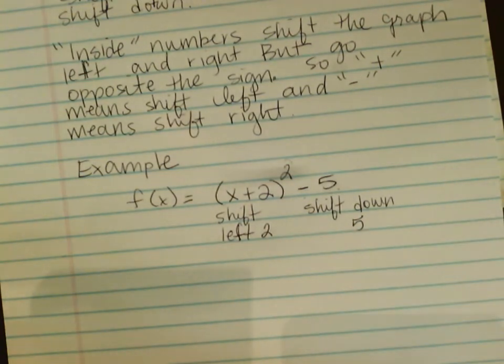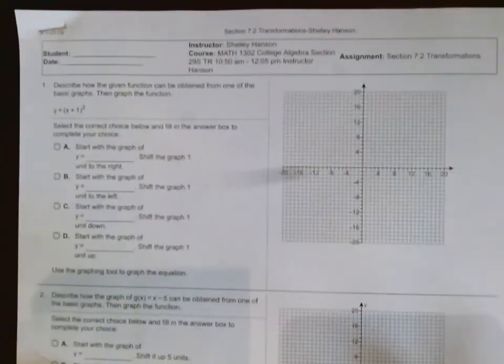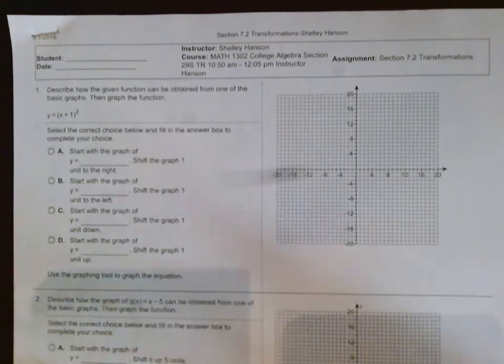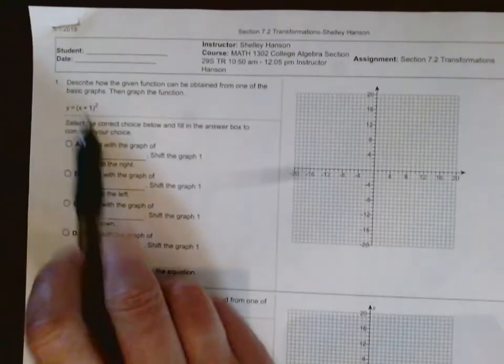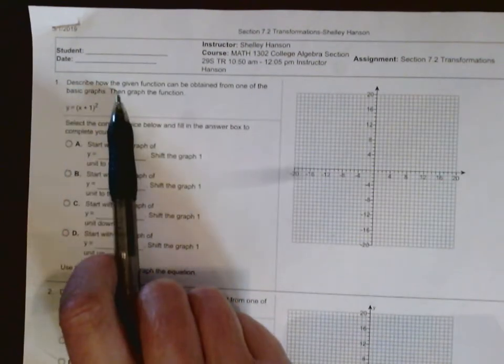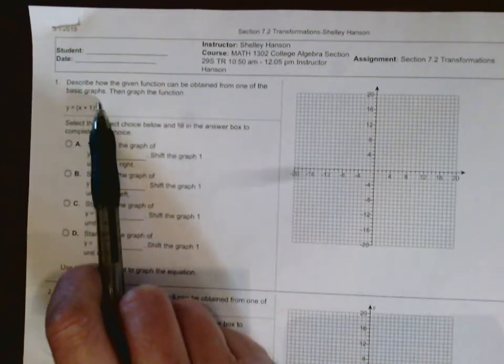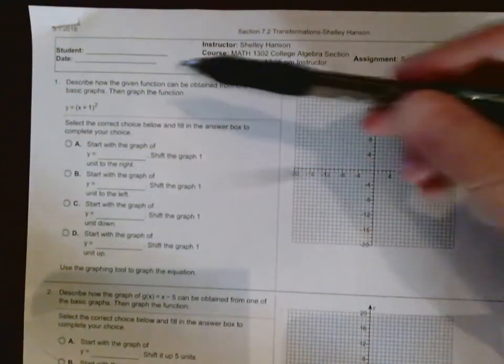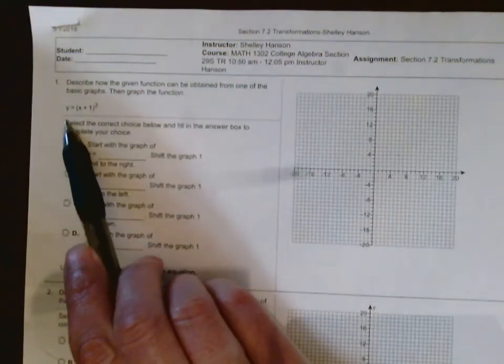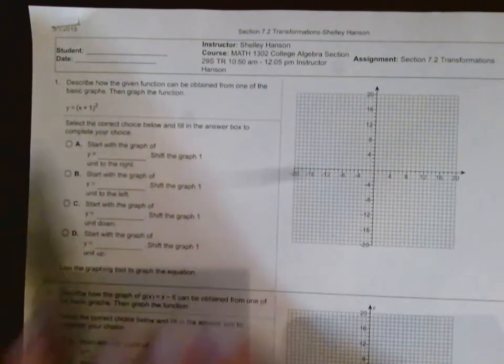Now, let's look at a couple of these examples of your homework. Like number 1. Number 1 says, describe how the given function can be obtained from one of the basic graphs, then graph the function. So let's see, the graph is y equals (x plus 1) squared. So what is that going to do to the graph?